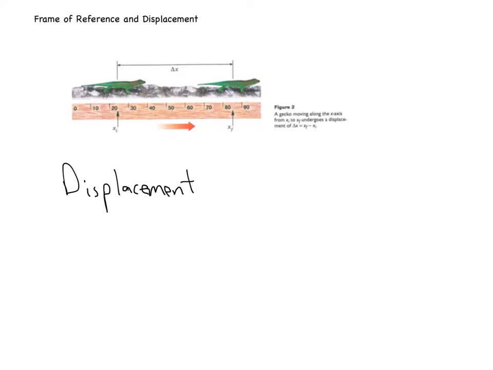The displacement of this gecko is defined as delta x. The Greek letter delta in physics means change. So the change in position is equal to the final position of an object minus its initial position, so x sub f minus x sub i. This is our first equation.